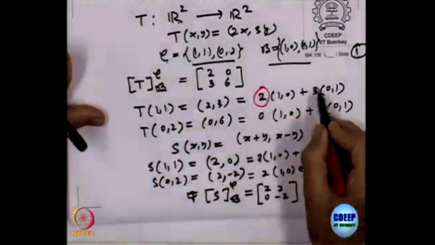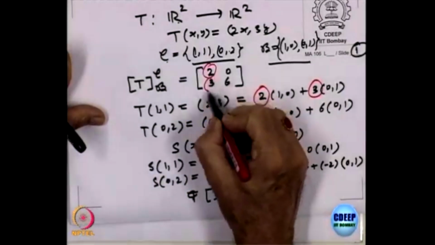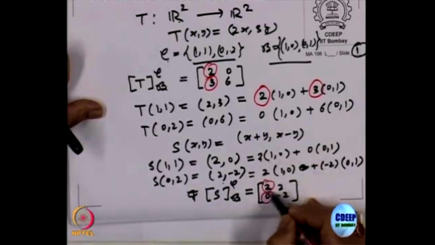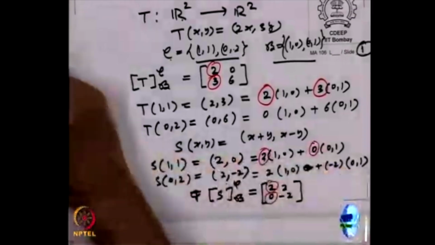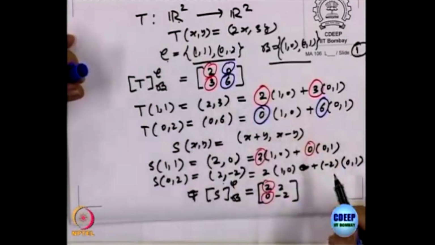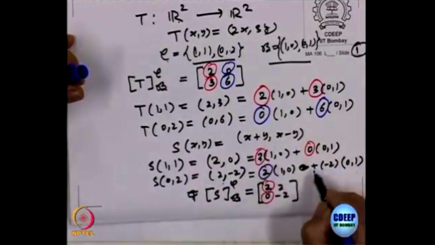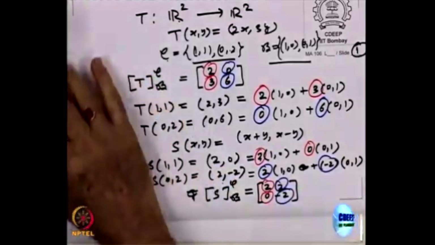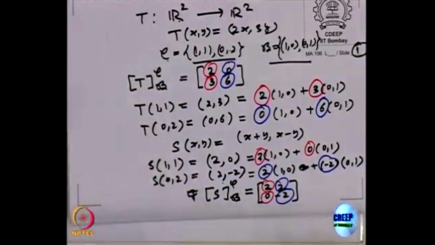So for T, this is 2 and this is 3, so that comes as 2 and 3 here. For S, the first one is 2 and 0, so this comes out 2 and 0. The second one for T is 0 and 6, so that is 0 and 6. Here for S it is 2 and minus 2. So that is how you write the matrix of a linear transformation given an ordered basis in the domain and an ordered basis in the codomain. So I have computed for T, and I have computed for S.